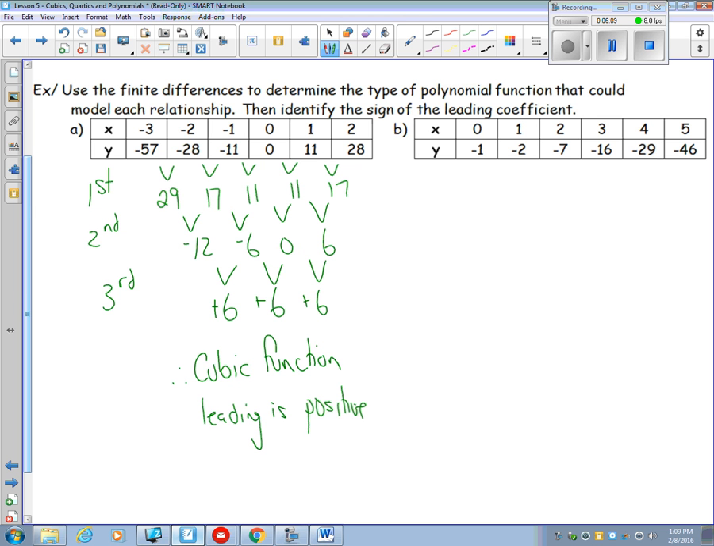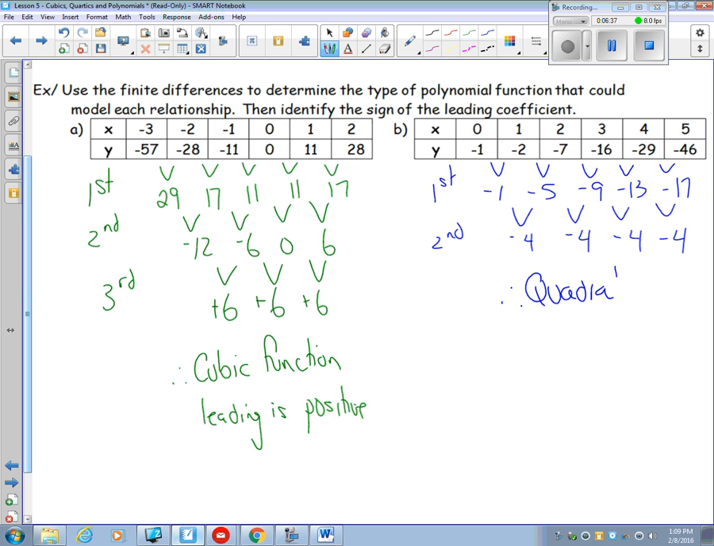Give the last one a try, see what you can do with it. First, second, third differences, whatever you need to find there. From 1 to negative 2, I've gone down 1, then down 5, then down 9, then 13, then 17. Oh, those aren't the same, not linear. Try it again. I've gone down 4, down 4, down 4, they're all the same. That makes this a quadratic. My second differences. And what would our leading coefficient be here? The leading coefficient would be negative. I got negative differences.